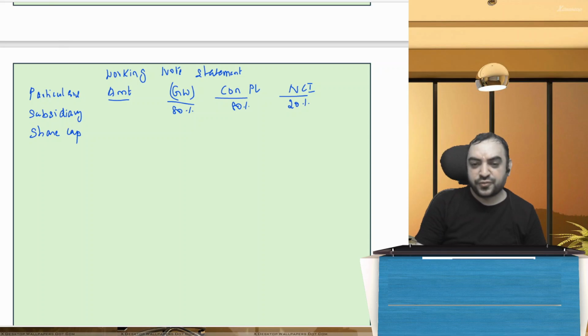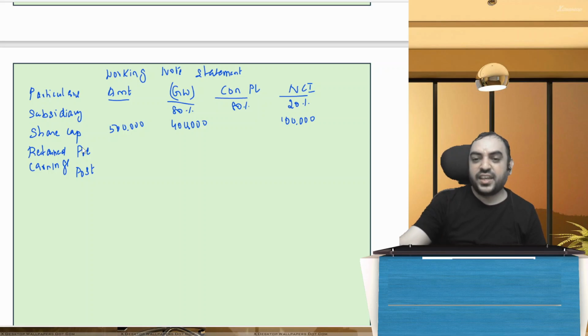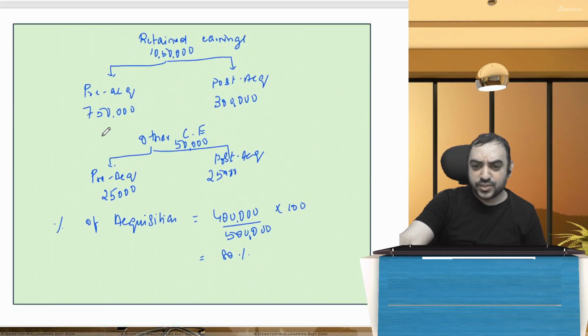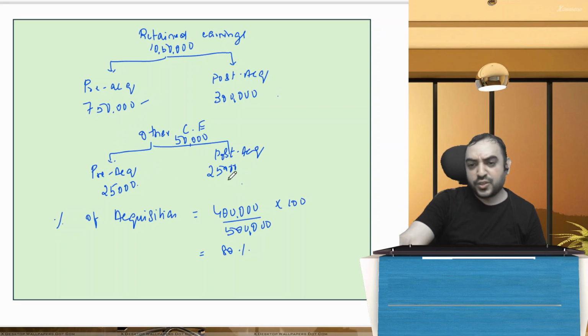If I remember correctly, I think it is 5 lakh. So 80% means I get 4 lakh and 20% is 1 lakh. Then retained earnings, and then we have other components of equity. Retained earnings, we have pre and we have post. Pre-acquisition, if I remember correctly, I think 7,50,000. Yes, 7,50,000, 3 lakh, then 25,000, 25,000.